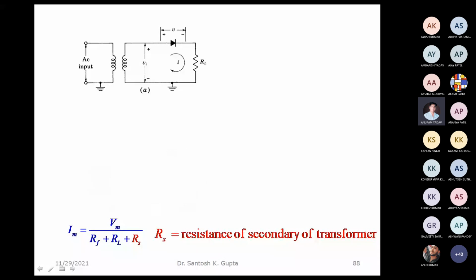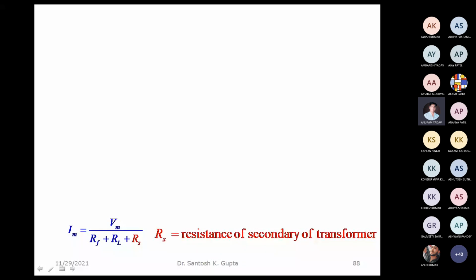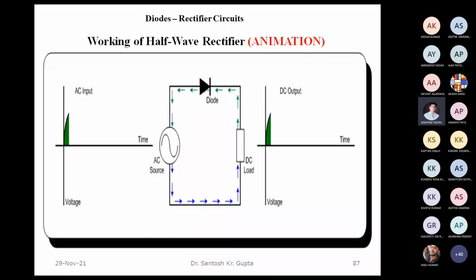So with this we can stop here, and you can study more about this, and we can continue our discussion in the next lecture. Okay, we can try to analyze this half wave rectifier circuit for its different parameters in the next lecture.